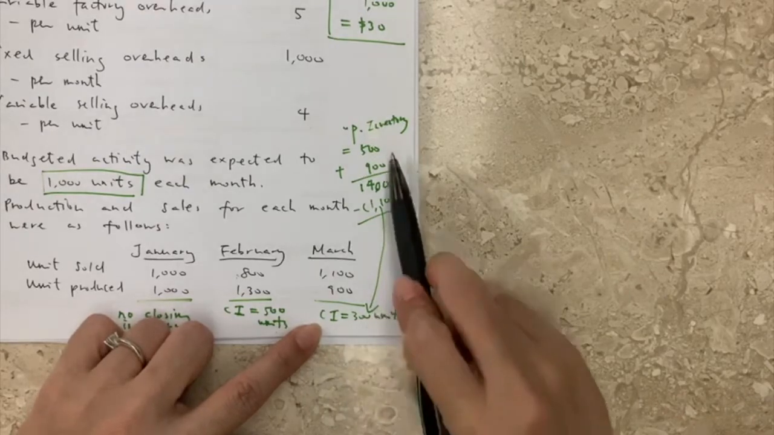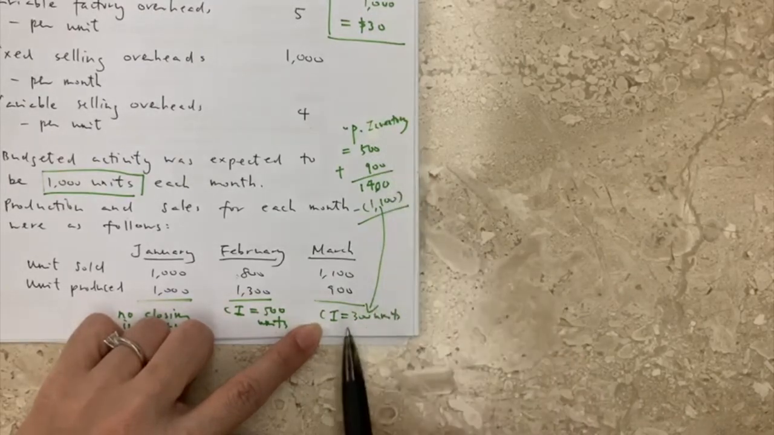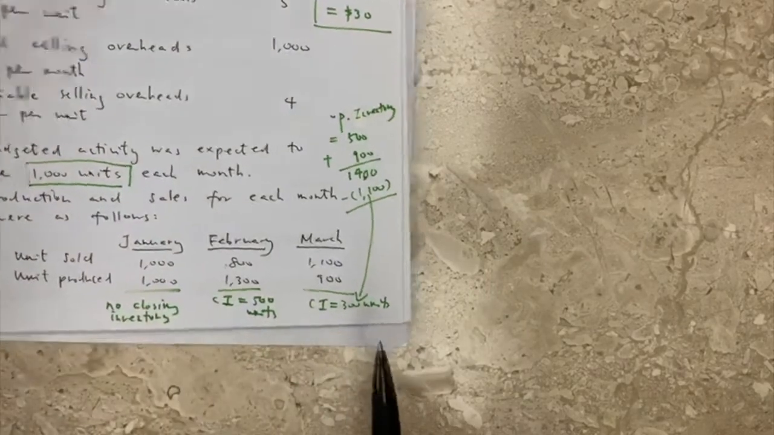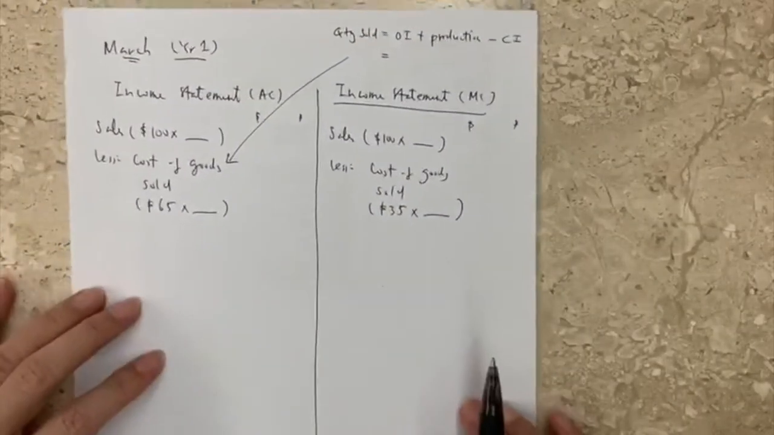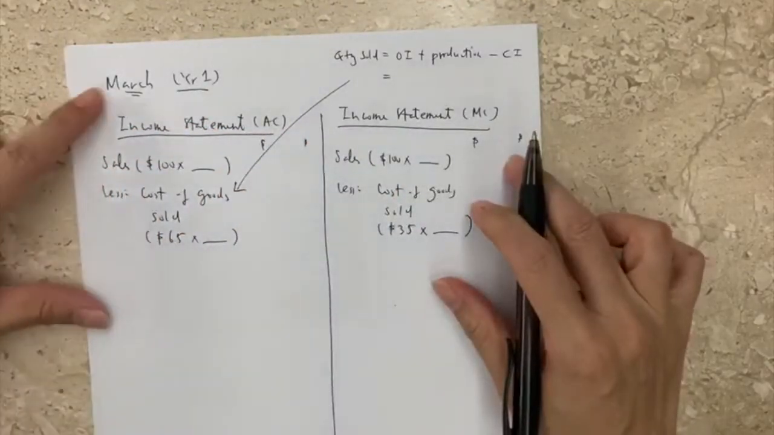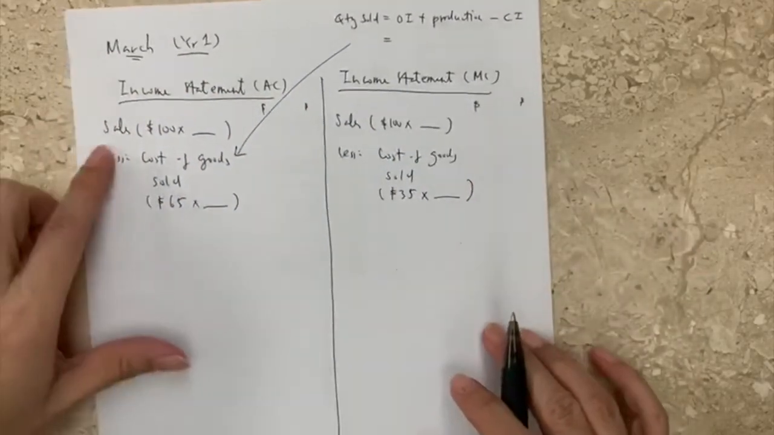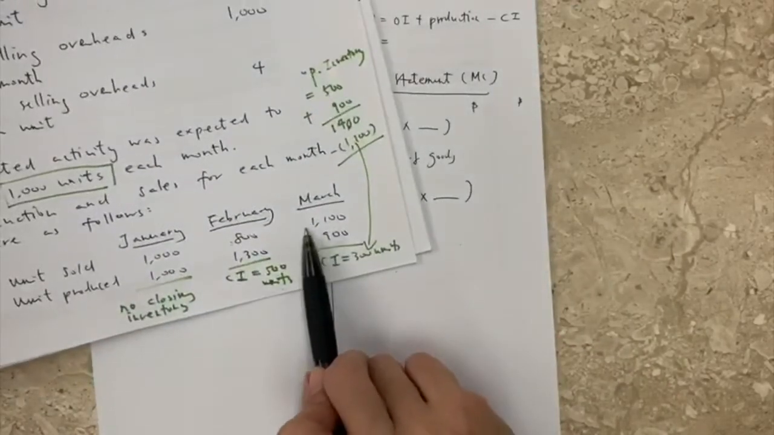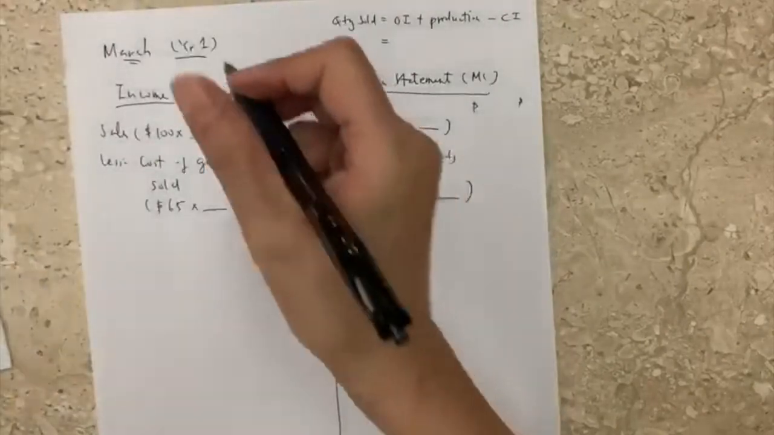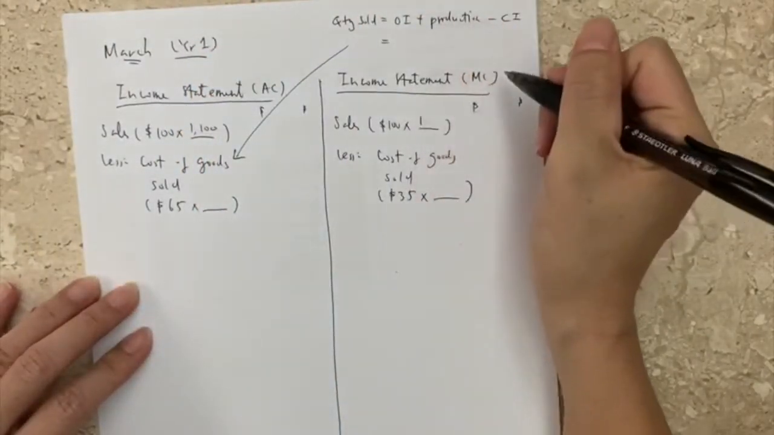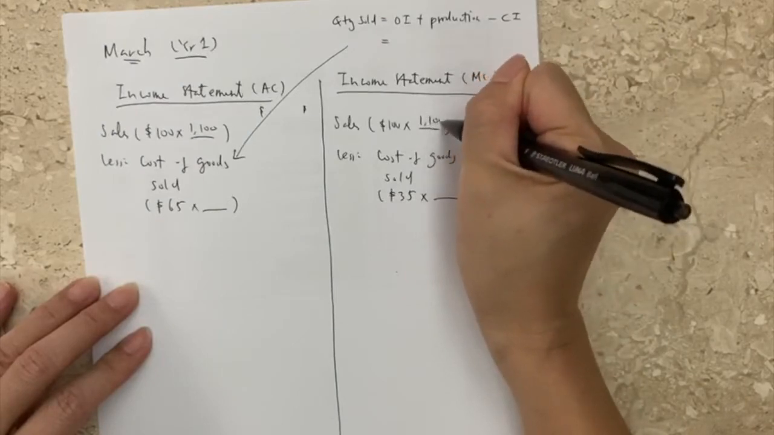So not only opening inventory we have in March, but also there is closing inventory in March. All right, so here is the income statement under absorption costing system and marginal costing system in March. We start with sales, always selling price times quantity sold. So this is quantity sold, 1,100, and no difference under marginal costing.